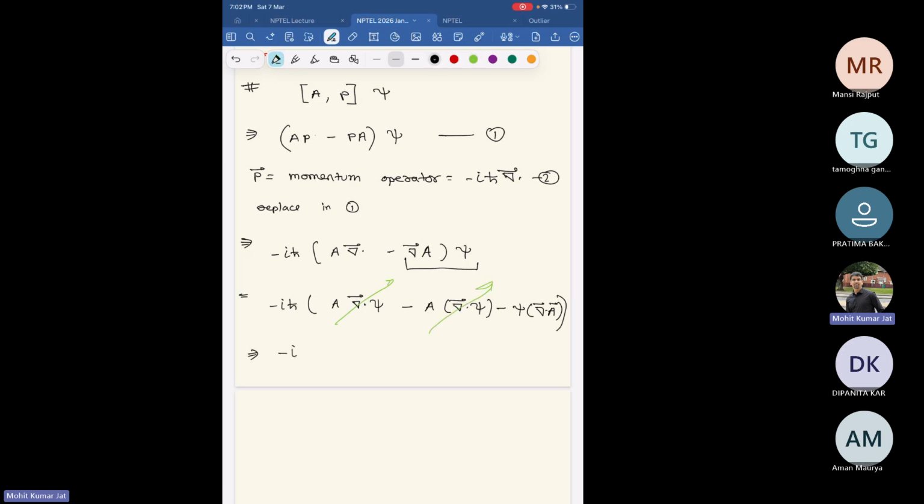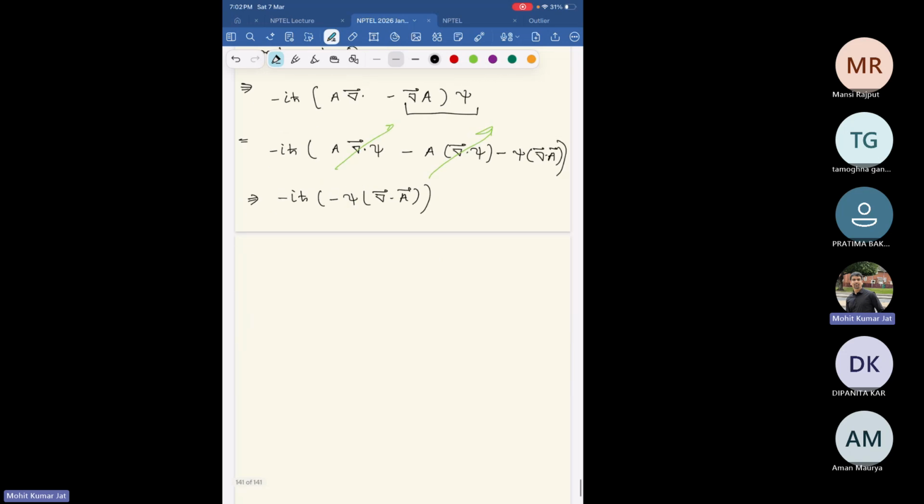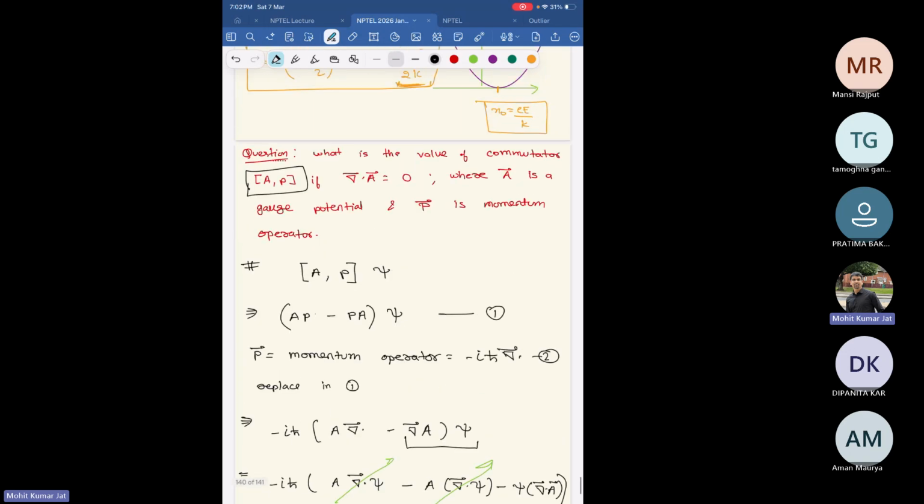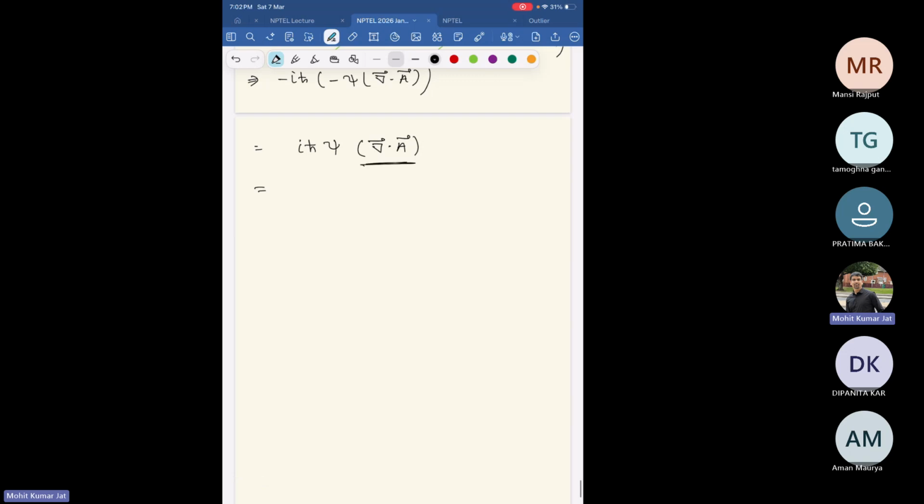So this first two terms cancel each other, they are exactly the same. So the term which remains is minus psi divergence of A. So this will be i h bar psi divergence of A. Now let's look at the question. In the question, it's given the divergence of A is 0. So if divergence of A is 0, its value will be 0.